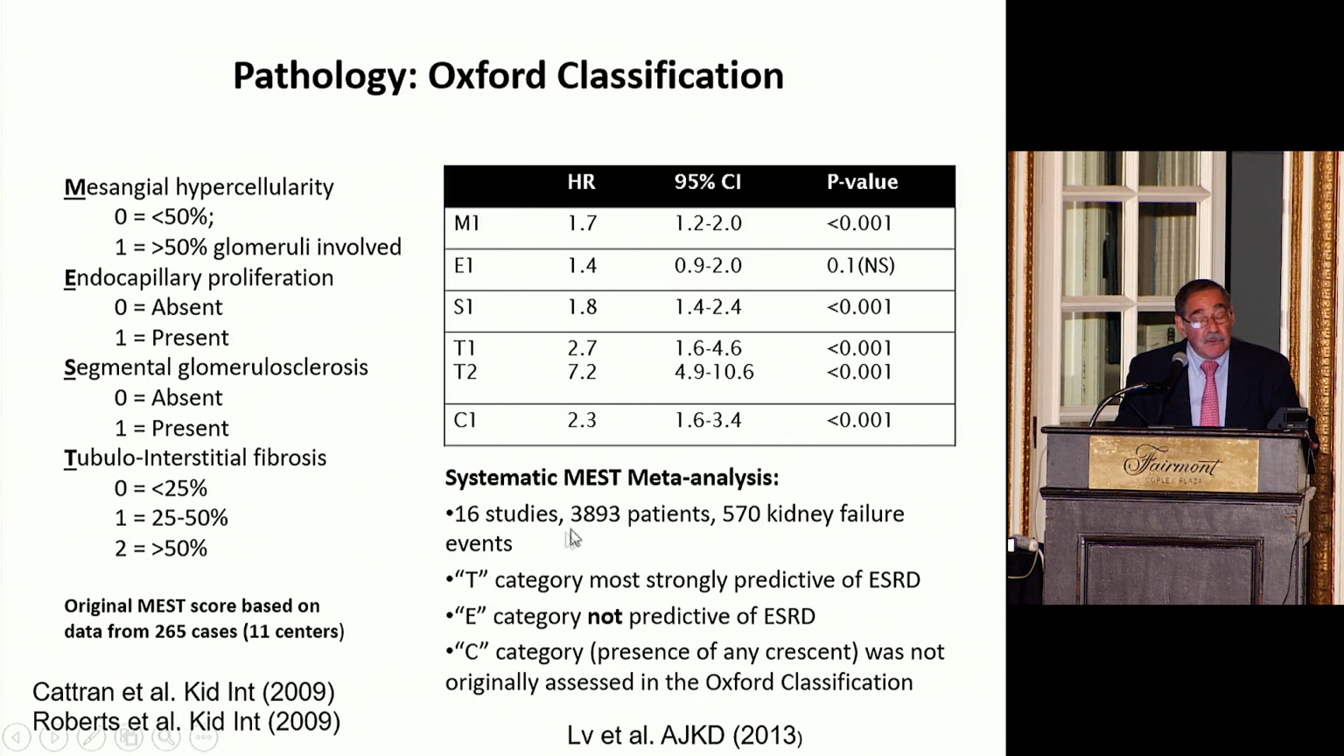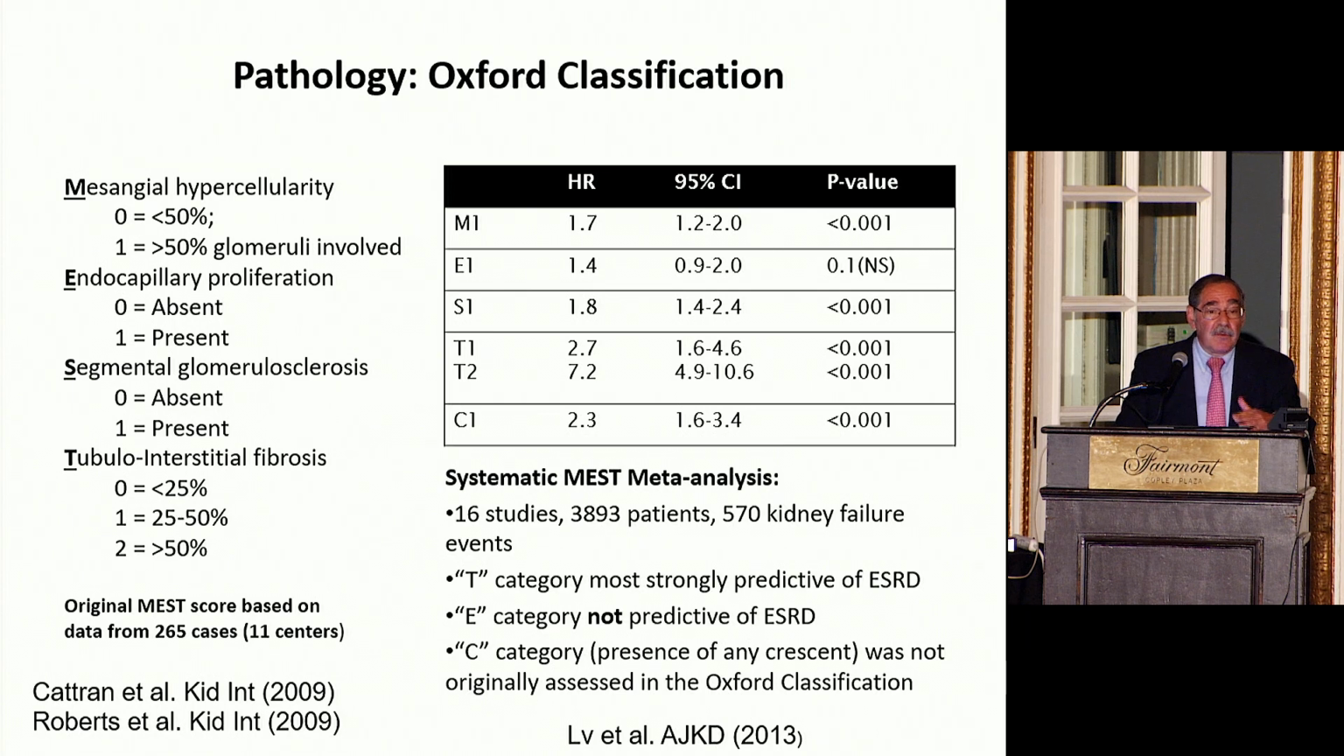Here, you're looking at a review of 16 studies, over almost 4,000 patients. 570 went to renal failure. Looking at if you had a higher score here, not 0, 0, but 1 or 2 in any of these, including any crescents, it was highly significant. The E was the only one, endothelial proliferation, that was not. Endocapillary proliferation was not in there. And the reason that it wasn't in there is that if you treat the patient, it wipes that out.